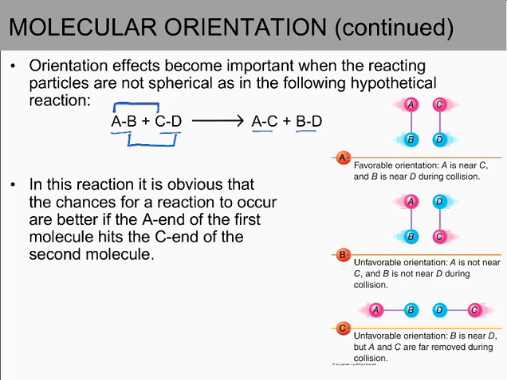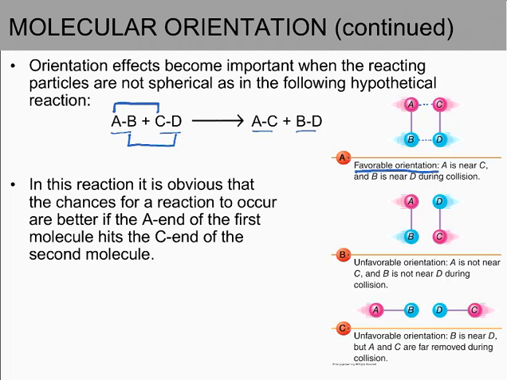So on the right-hand side, we have a few different possible ways that these molecules could interact with each other. In figure A, we have something called a favorable orientation. So A is lined up with C and B is lined up with D. So those two molecules are parallel to each other, and once they collide with enough energy, they can form our new products.